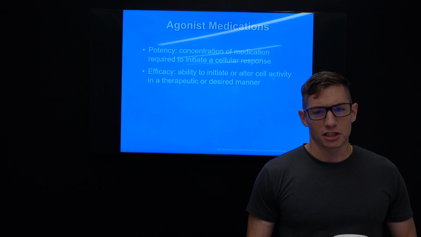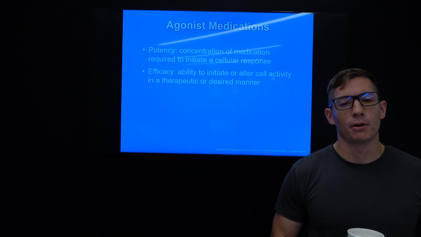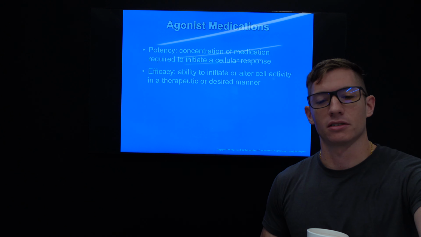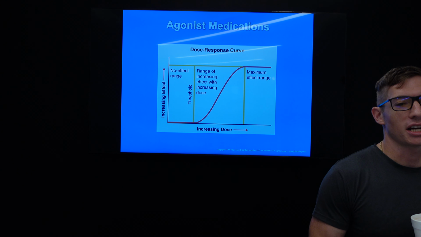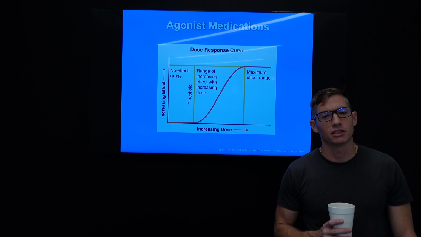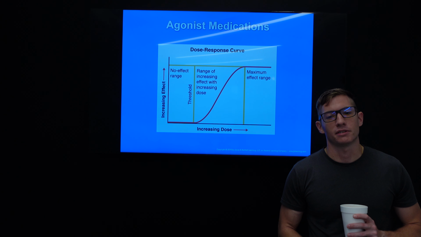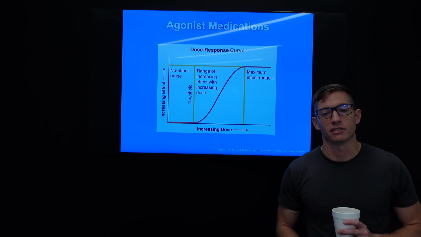Potency. The concentration of medication required to initiate a cellular response. As the potency increases, the concentration or dose required decreases. Limit of change in activity. So once all cellular receptor sites become bound with agonist medications, no further change in the activity is possible. Further dosages will not cause additional cellular action.